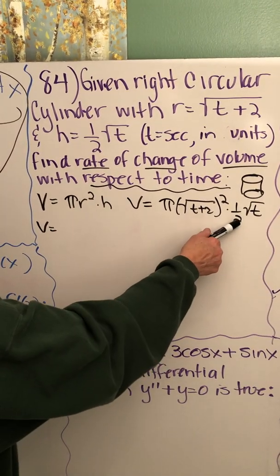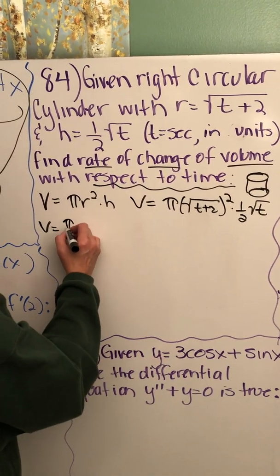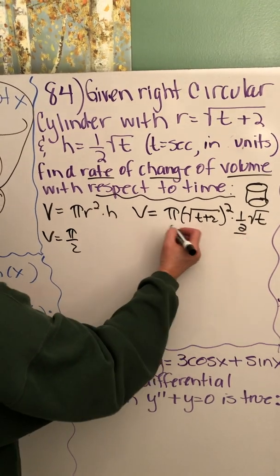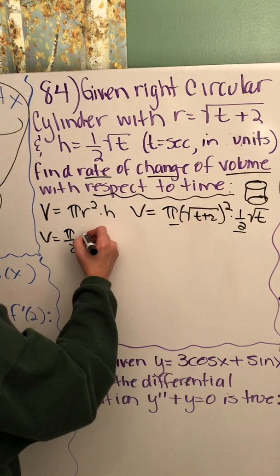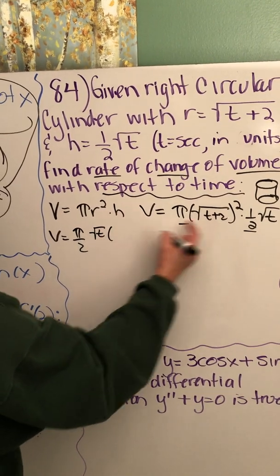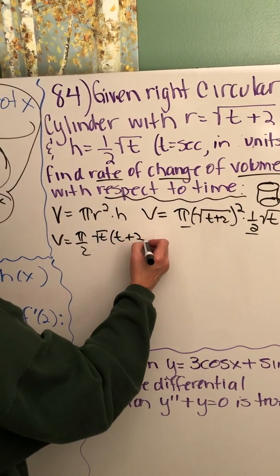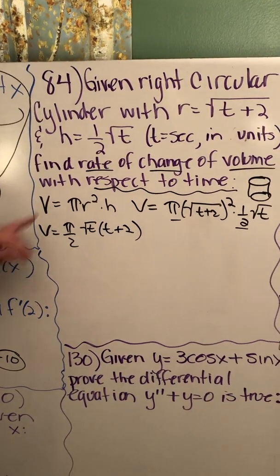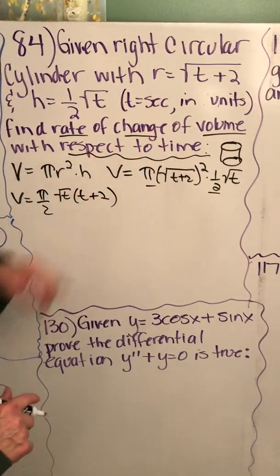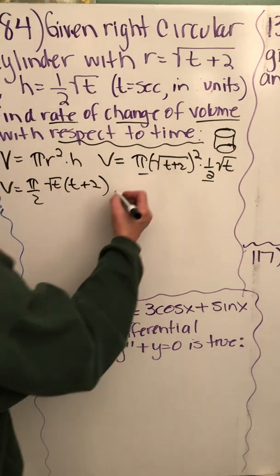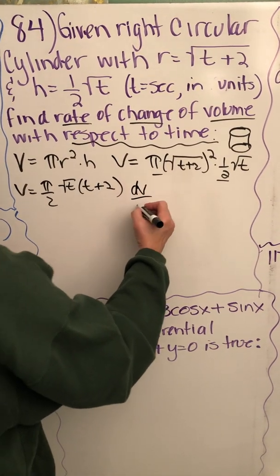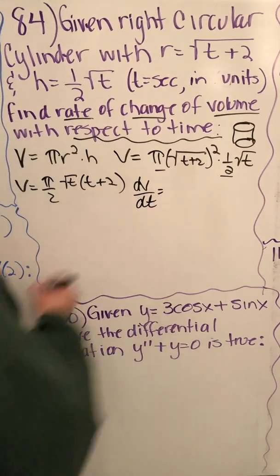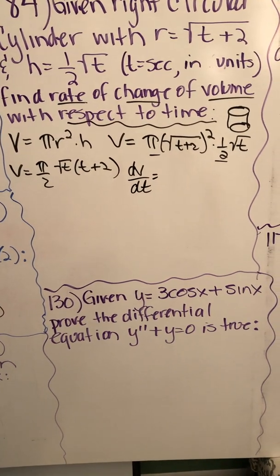Luckily, let's bring the constants to the front. That'll be pi over 2, right here and right here. Luckily, this square root eliminates. This one does not. So that's the square root of t times t plus 2. All right. They are asking for the rate of change of volume with respect to time. That is the derivative. We're going to write it this way: the derivative of the volume with respect to time. We call that dV/dt. Let's go ahead and do that.